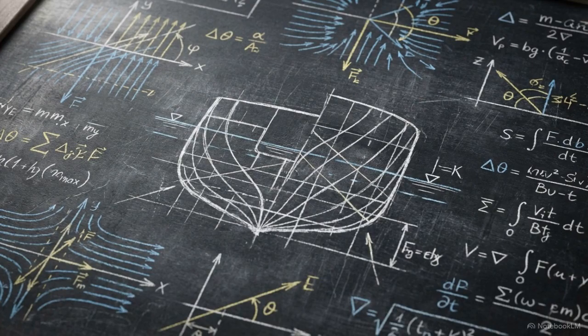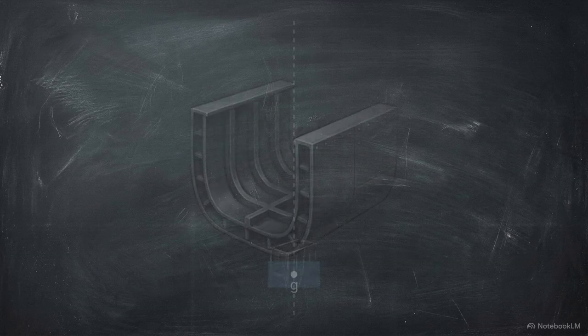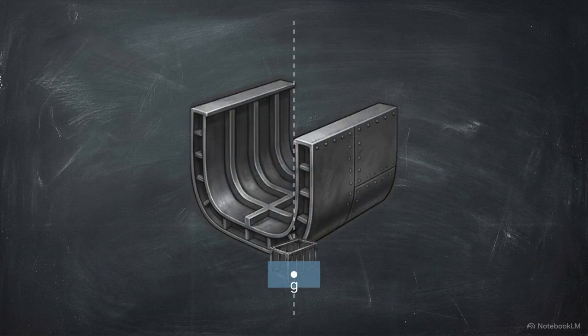This diagram shows the cross-section of a stable, upright ship. The letter G marks the center of gravity, where all downward weight is concentrated. M is the metacenter, the pivot point for the upward force of buoyancy.